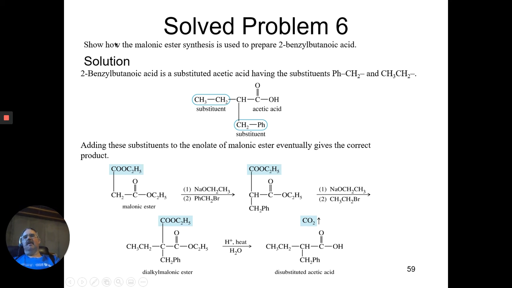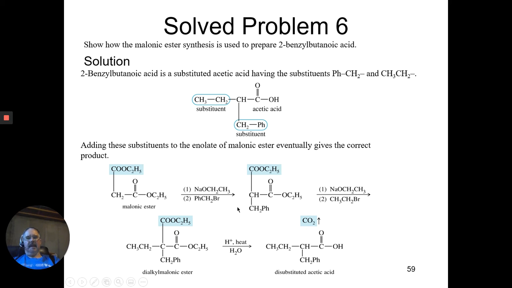Okay, so the question is: show how the malonic ester synthesis can be used to prepare 2-benzyl butanoic acid. Okay, so we start out with our malonic ester, and we do a benzyl substitution on one of the middle hydrogens. So we introduce our benzyl group here.